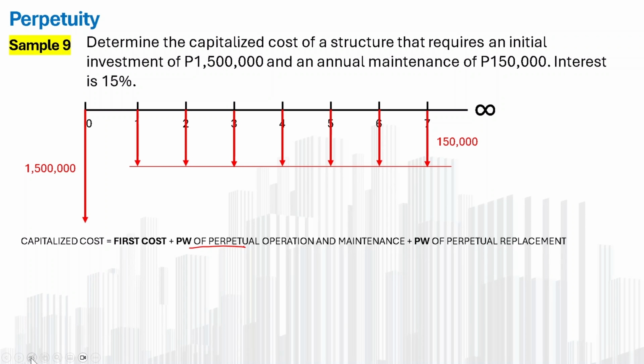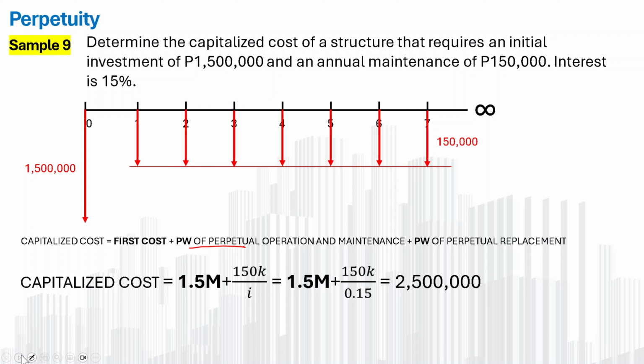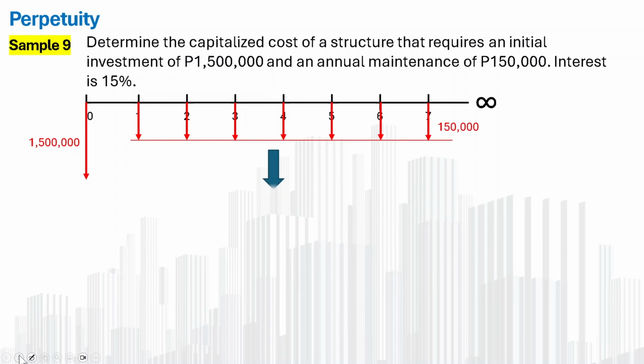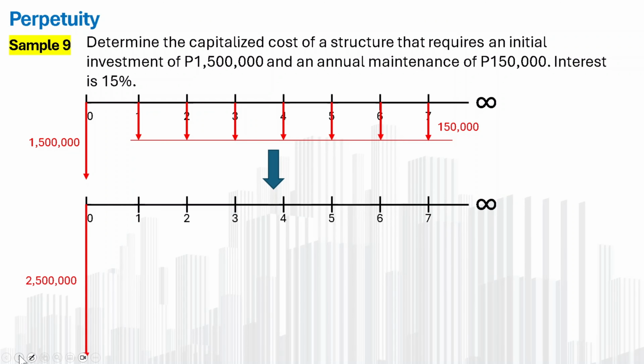So, how does that look like? This is what it looks like. So, the perpetuity here, that's just the annuity, that's 150K divided by 0.15. That's pretty much it. And if you're going to rearrange its cash flow diagram, this should be what it looks like.